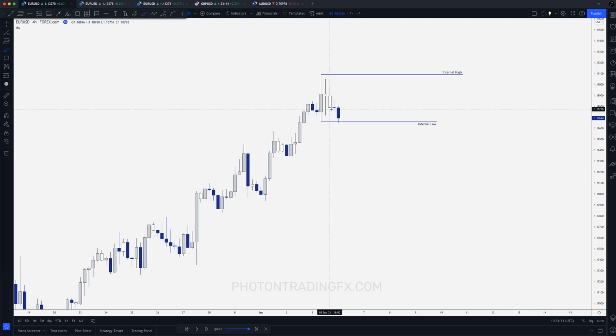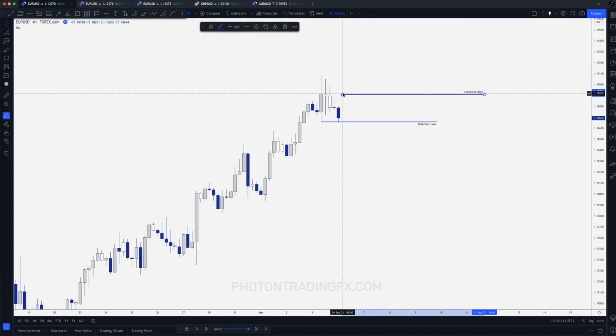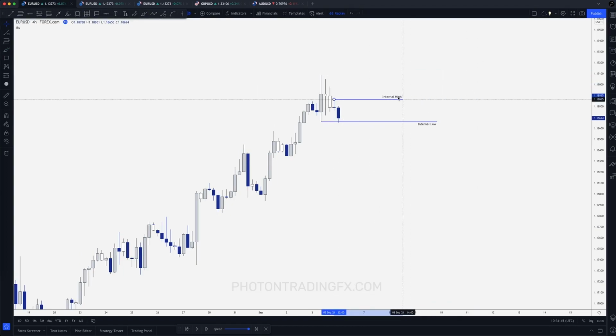But because this was the last candle to not break that prior candle's low, that is still a pullback, and then we go, okay? So if you look back, that's all part of the down move, and there we go, okay? So this becomes our internal high.